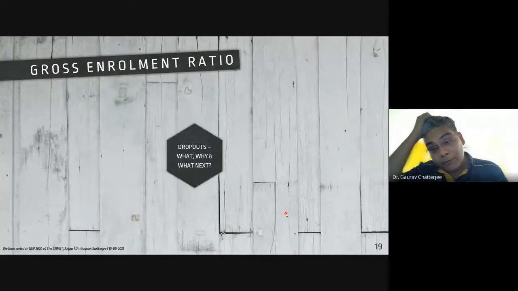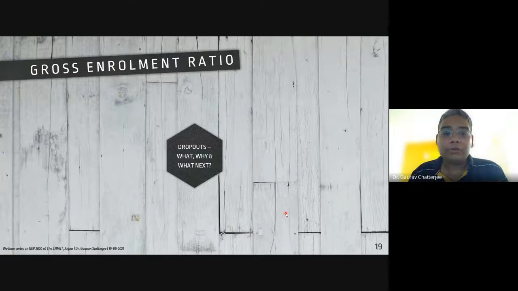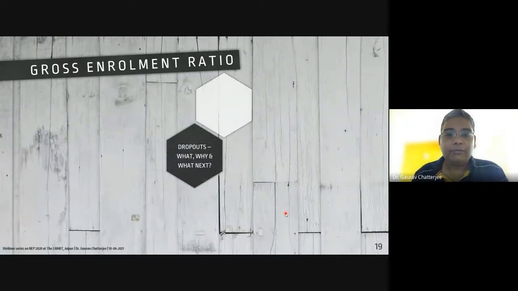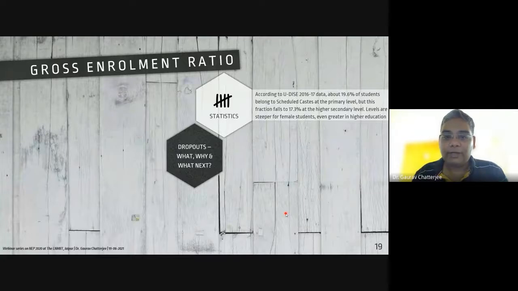Okay. And the major problem that the NEP document has identified is the problem of gross enrollment ratio. How do we increase the gross enrollment ratio, the GER? We do that by reducing the dropout rate. So first, let's understand the statistics that we have. According to UDISE, the Unified District Information System for Education, a common portal which consolidates all this data, about 20% of the students who belong to the SC or ST castes at the primary level, this falls by around 3% to around 17%. So you will see that 3% of the students are dropping out.